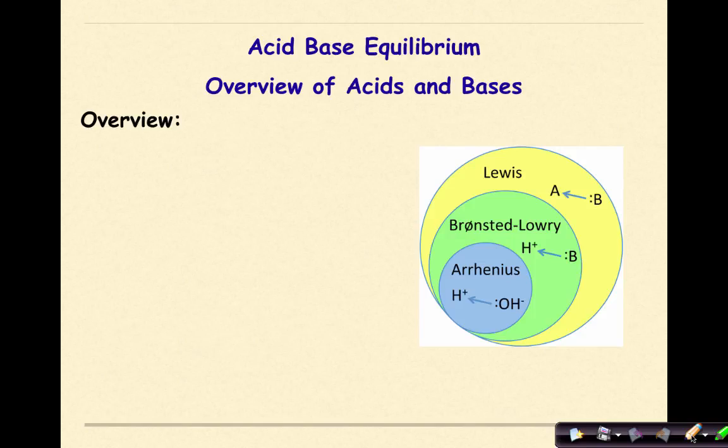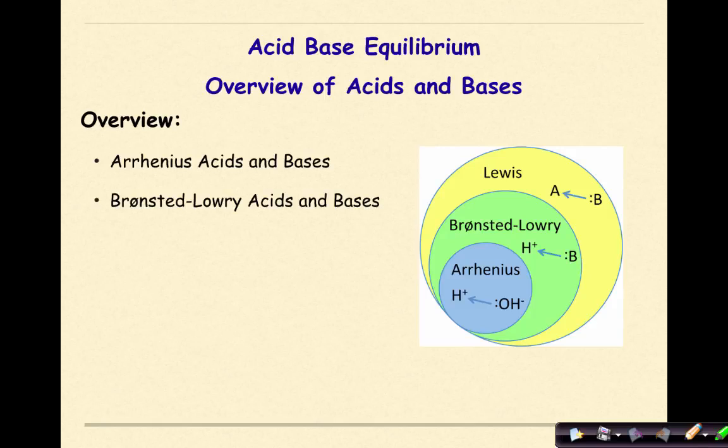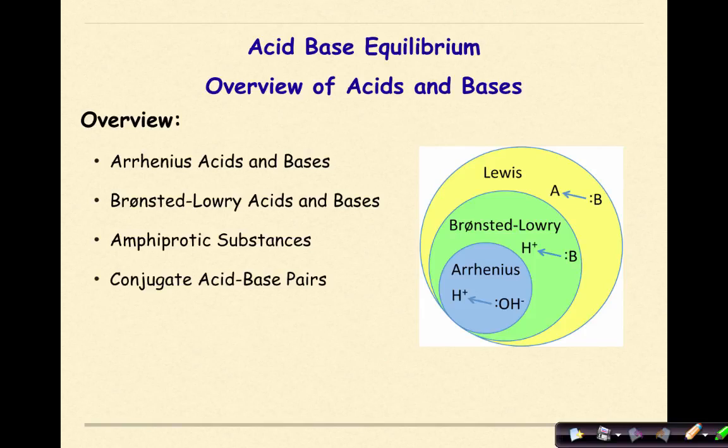Today we're going to begin by giving an overview of acids and bases. Specifically, we're going to look at Arrhenius acids and bases, Bronsted-Lowry acids and bases, amphiprotic substances, conjugate acid-base pairs, and a lot of examples of conjugate acid-base pairs.